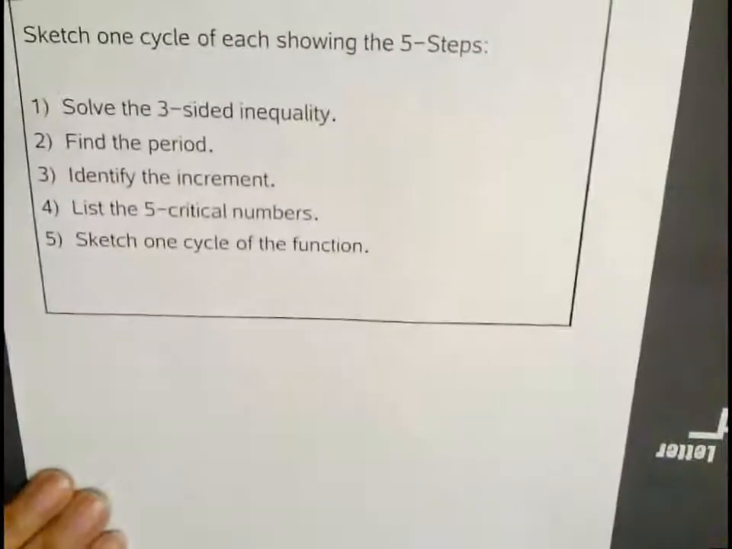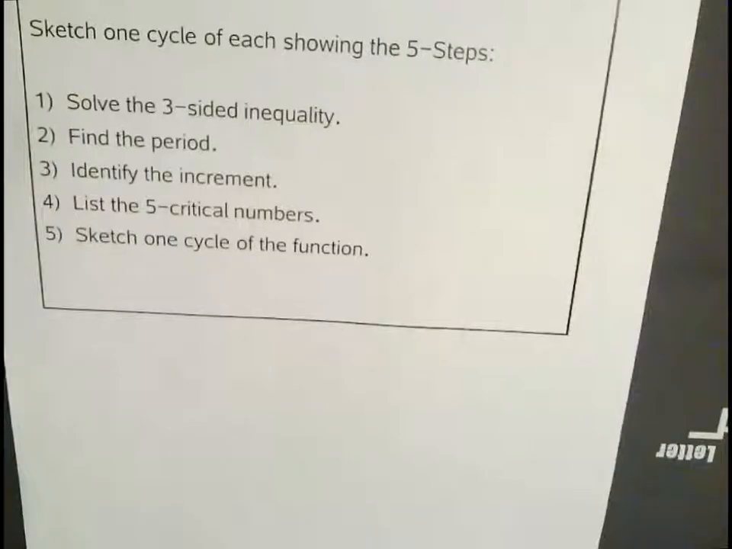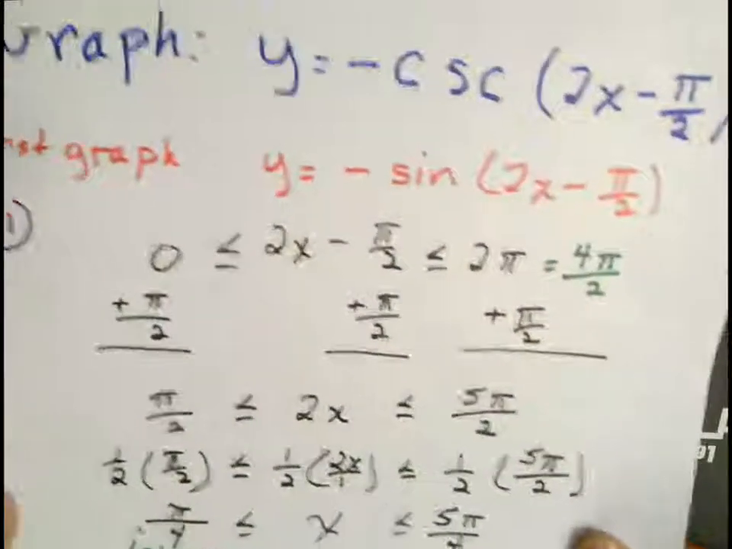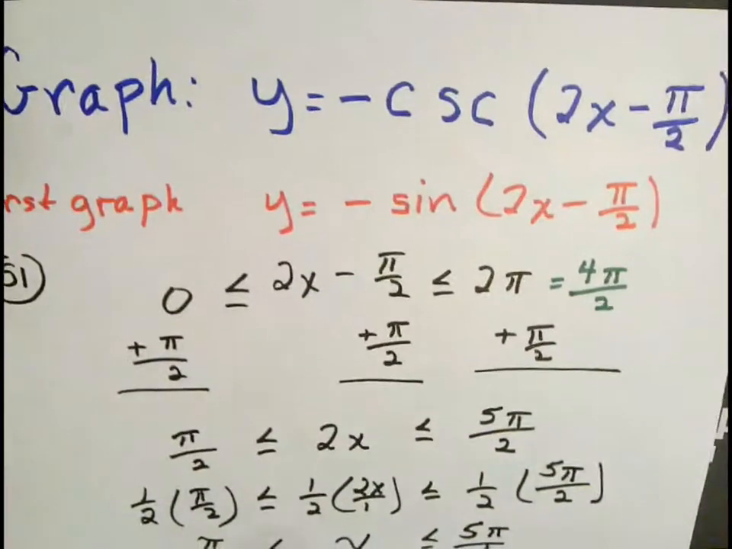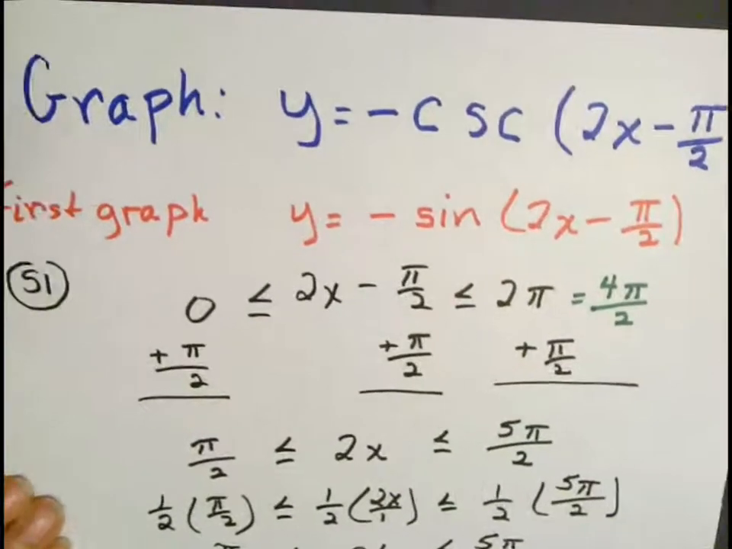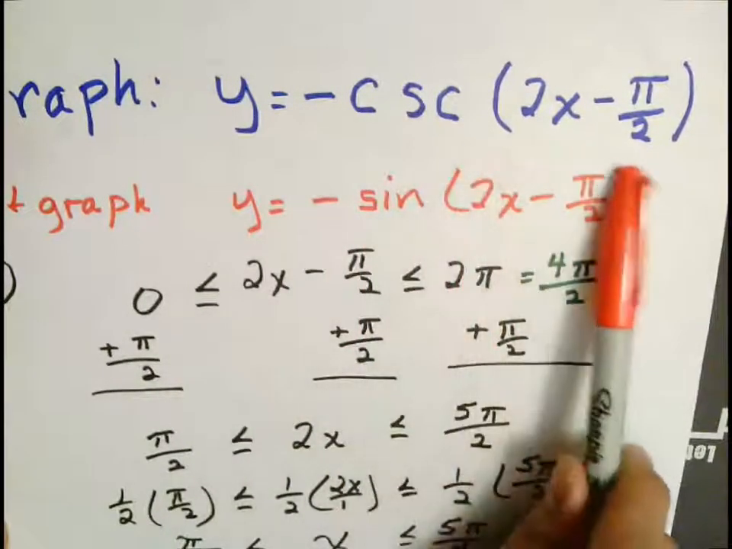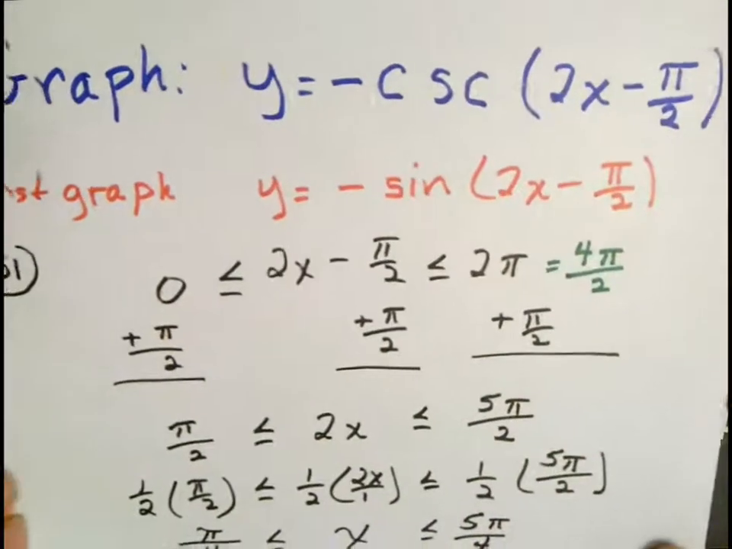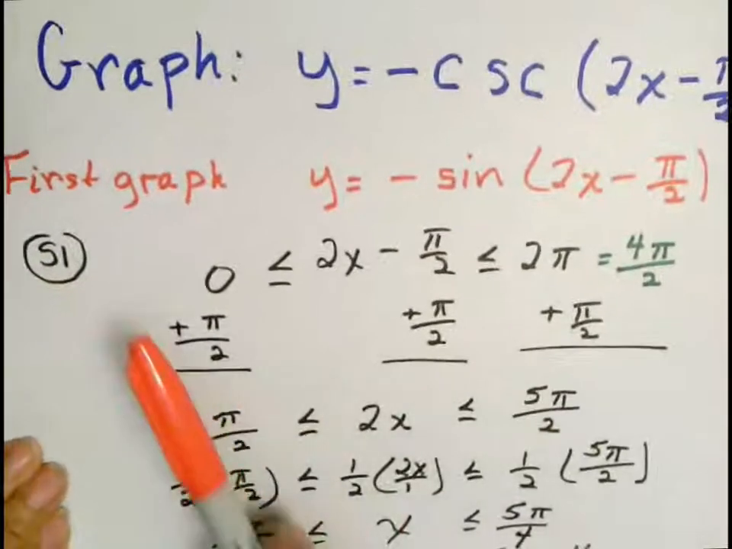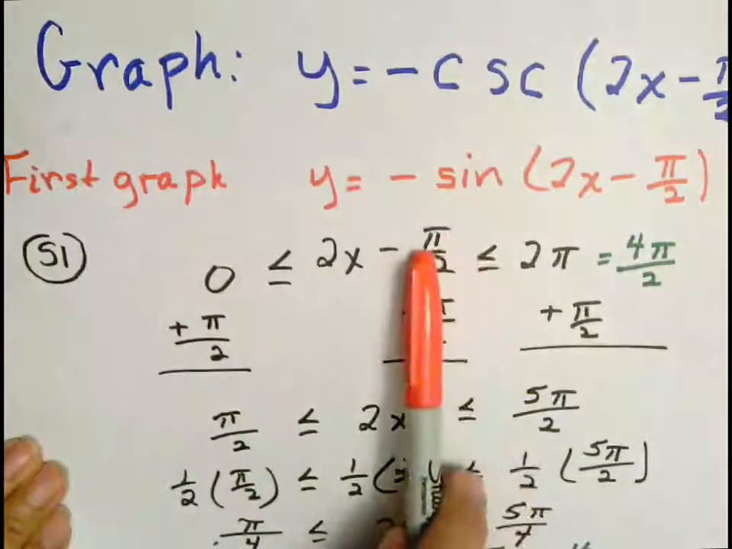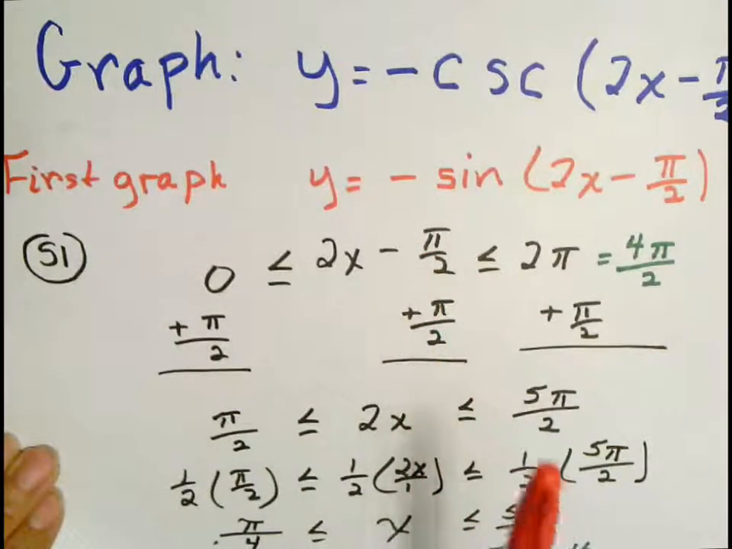We're going to graph a cosecant function using our 5 steps again that I'm sure you've memorized by now. So let's look at that function that we're going to graph. So here we have our graph of y is equal to negative cosecant of 2x minus pi over 2. Remember, the first thing we're going to do is graph the sine, which is its reciprocal function, because when we graph the sine, we will determine where we have our vertical asymptotes.